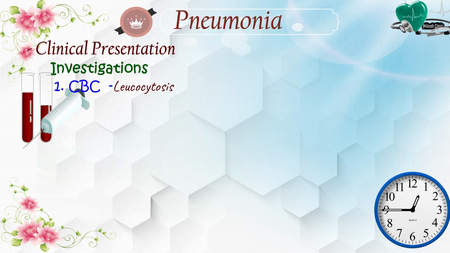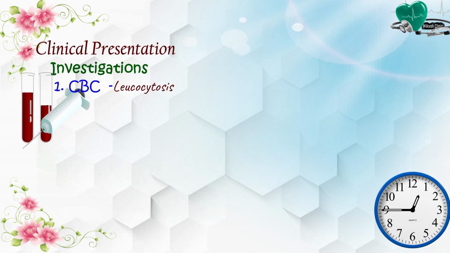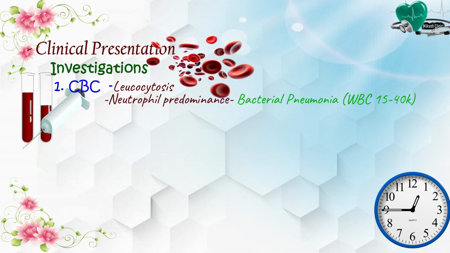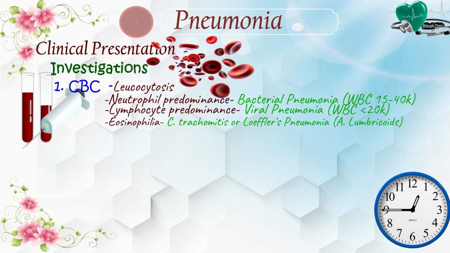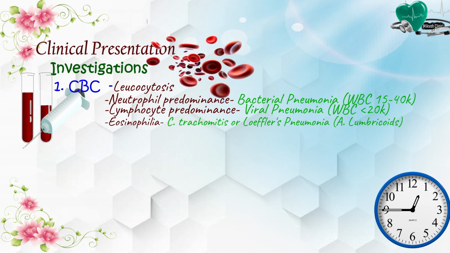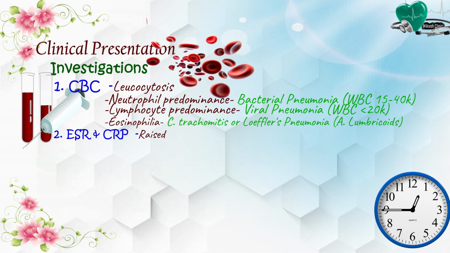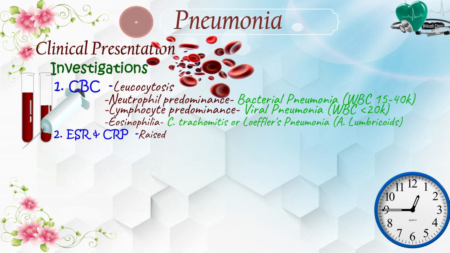And we have to look for the differentials for leukocytosis. The differential means the granulocyte count will be high in case of bacterial pneumonia, and the lymphocyte count or predominance is seen in case of viral pneumonia. Don't forget, it's not always true, but usually neutrophil predominance is seen in case of bacterial pneumonia. And the other investigation is ESR, which might be raised, so simply it shows you the presence of infection.